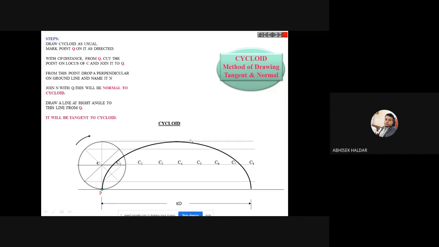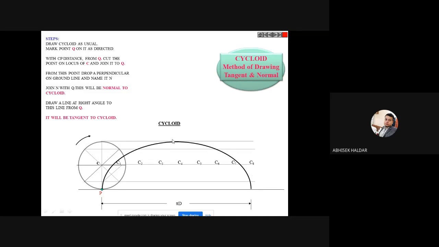So what is a cycloid? Just a small recapitulation. A cycloid is a special type of engineering curve. Basically, it is the locus of a point, on the circumference of a circle, and that circle is rolling. Say this is the direction. It is rolling for one full revolution.